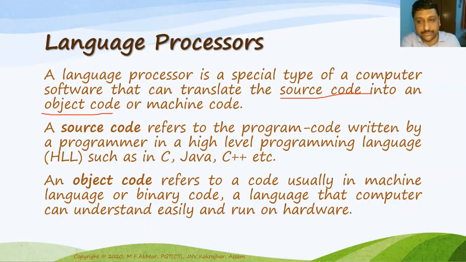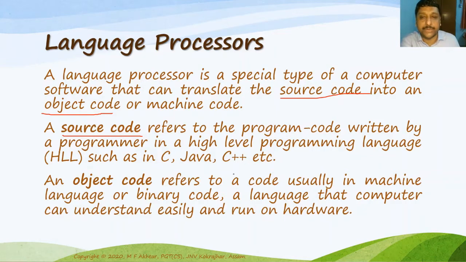What is source code? See, source code refers to the program code written by a programmer in a high-level programming language such as C, Java, C++, Python. In those languages, whatever program is written, that program is known as source code.